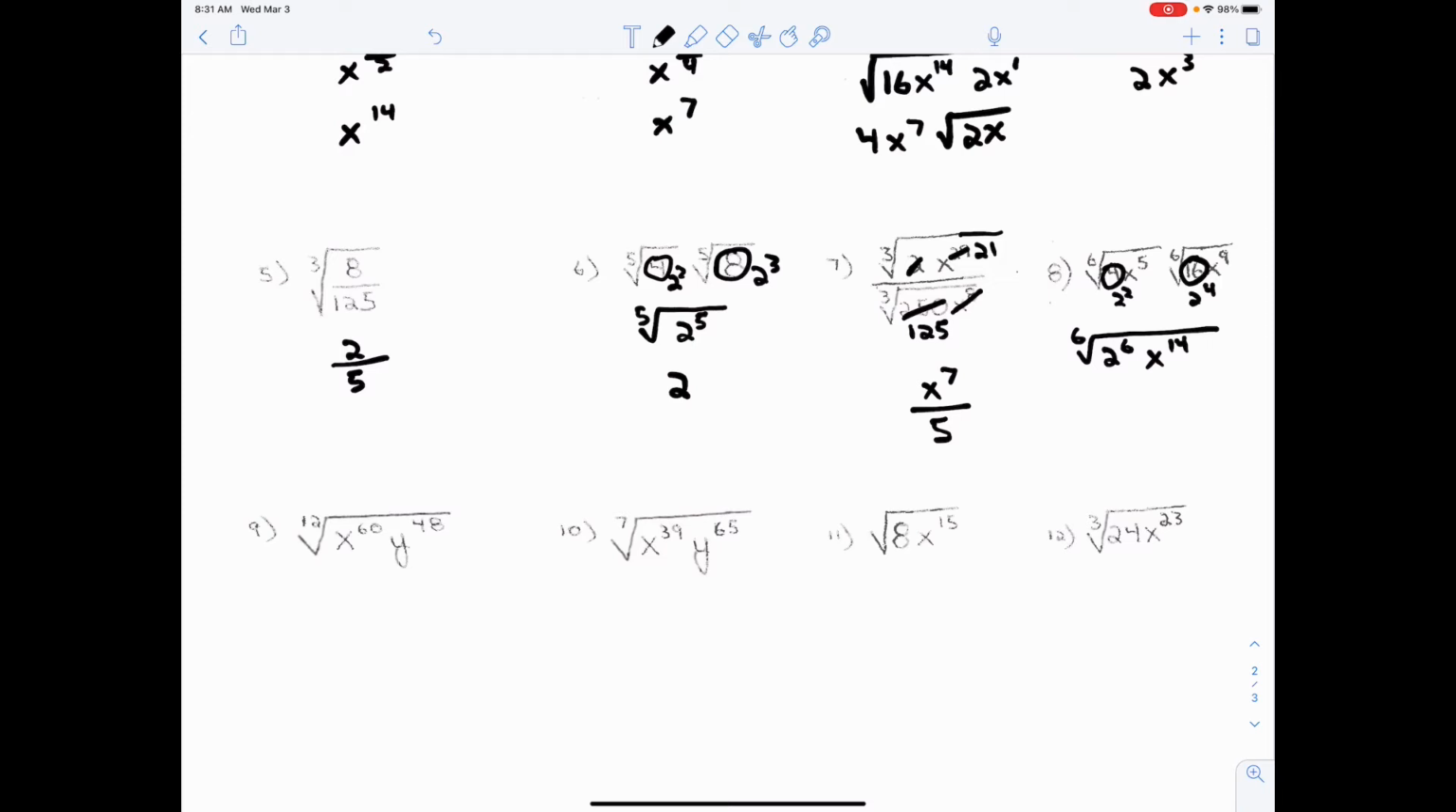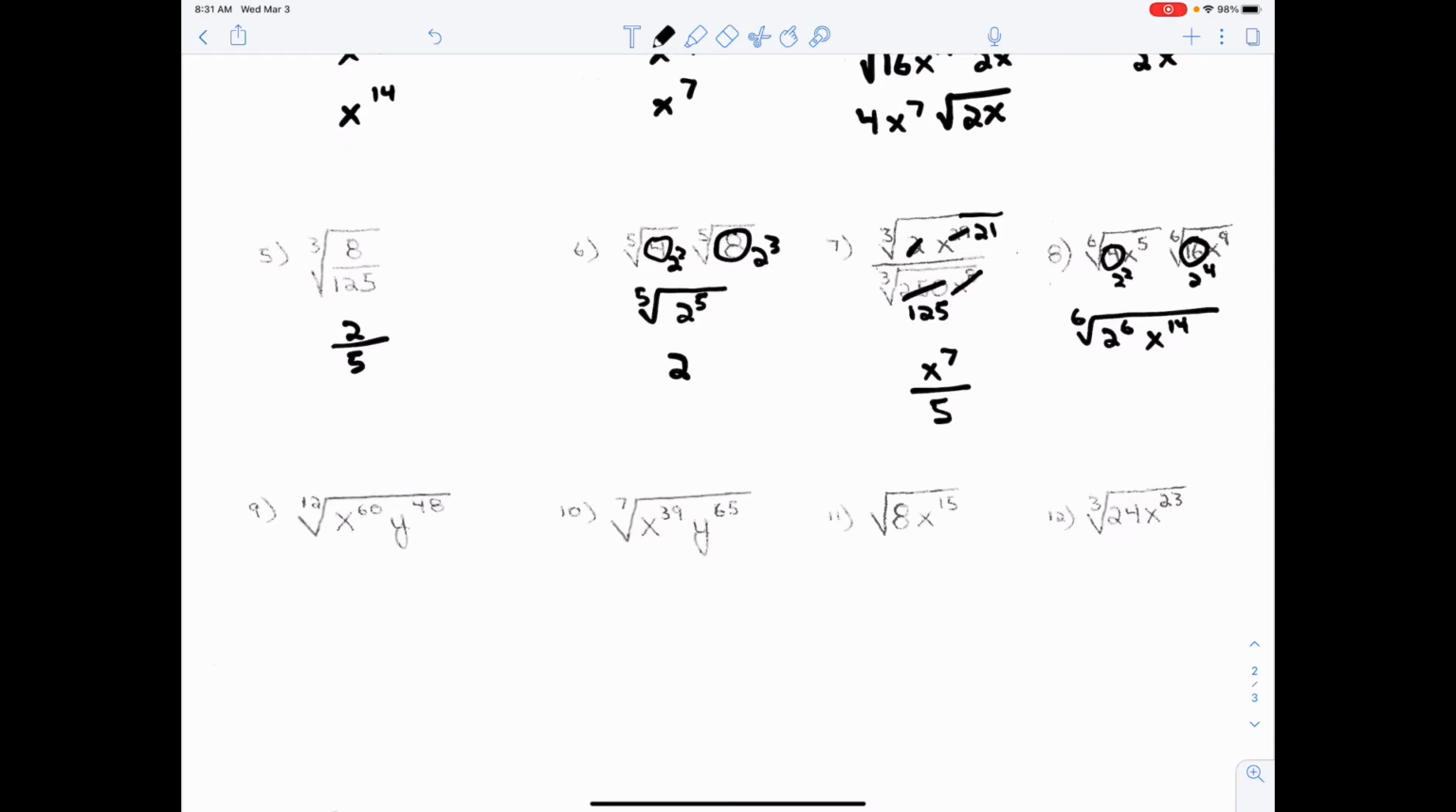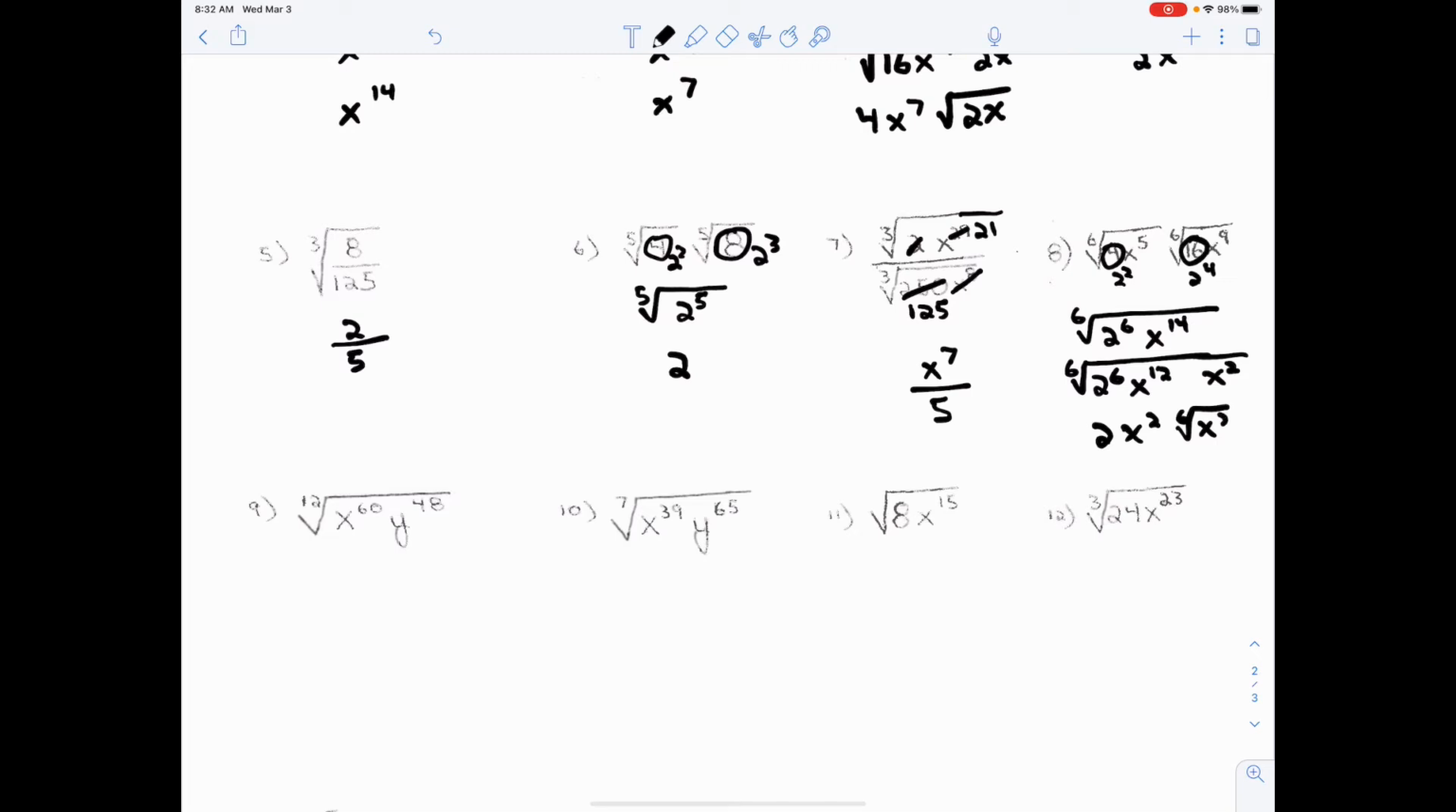Okay? Now, we can take the 6th root of 2 to the 6th. We can't take the 6th root of x to the 14th, though. So what we have to do is leave the 2 to the 6 as it is, and split up the x to the 14th into what we can and can't do. So we can take the 6th root of x to the 12th, but not x squared, which is left over. So the 6th root of 2 to the 6 is 2, the 6th root of x to the 12th is x squared, and the 6th root of x squared is left over.